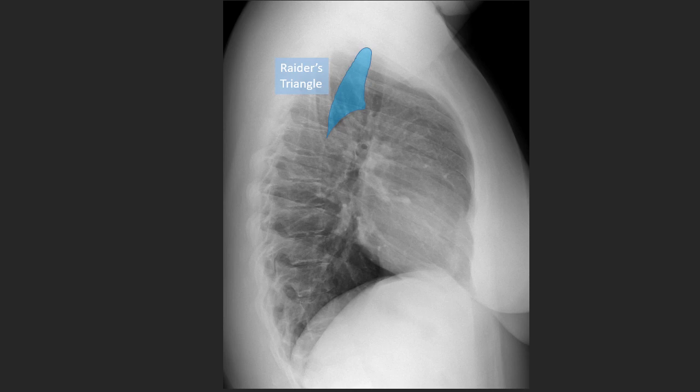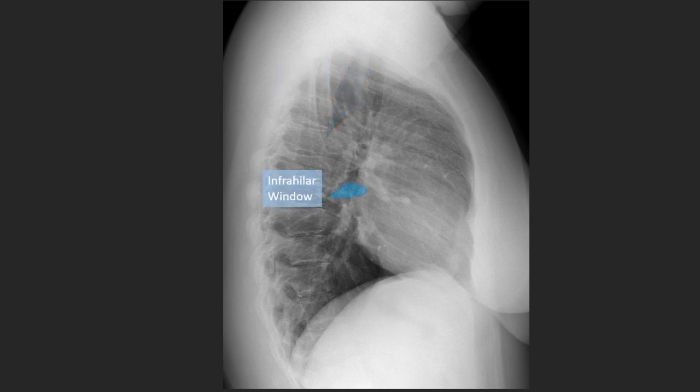You could have esophageal abnormalities, such as a mass. You could also have a posteriorly located thyroid goiter extending down from the neck. Those are the predominant abnormalities you should think about in the mediastinum within Raider's triangle, also known as the retrotracheal clear space.